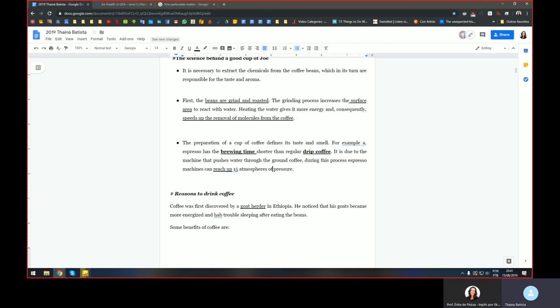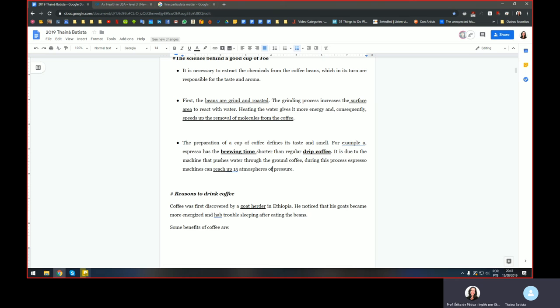We grind the beans to increase the surface area. So with more surface area to react with the water, it is easier to extract the chemicals. And this water is hot water. We heat the water to give more energy and consequently speed up the removal of the molecules from the coffee.